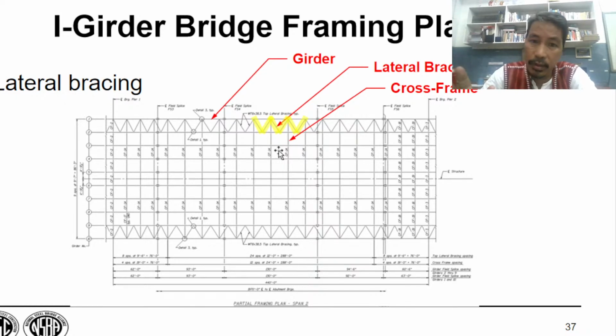Because it supports, it stiffens the girder. The girder is the one we need to make stronger. That's why we add additional lateral bracing. Okay? That is the purpose of this. So there are no additional details. So let's move on to the next.